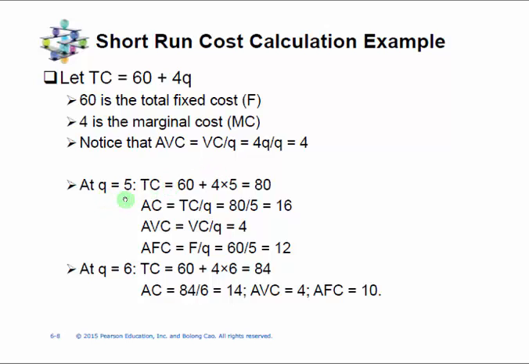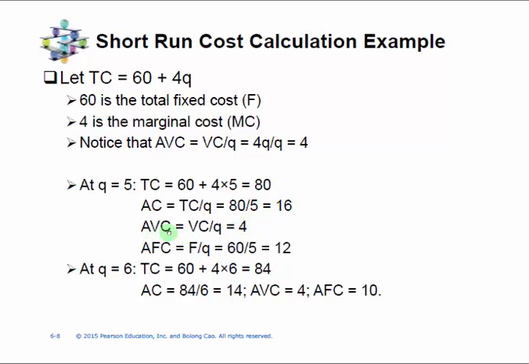Let's say the quantity of output is 5. Then the total cost is 60 plus 4, this 4 here, times 5. 4 times 5 is 20. 20 plus 60 is 80. Now, think about average cost: total cost divided by the quantity. 80 divided by 5, you have 16. So 16 is the average cost, or average total cost, when you produce 5 units.